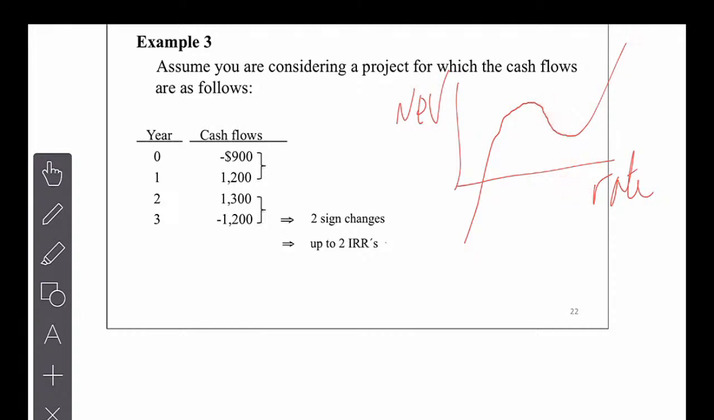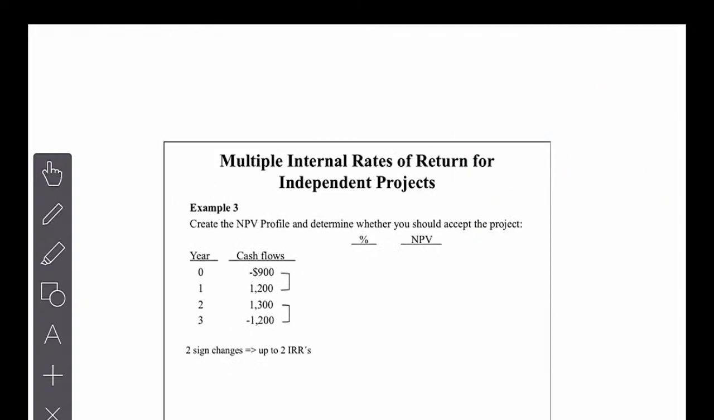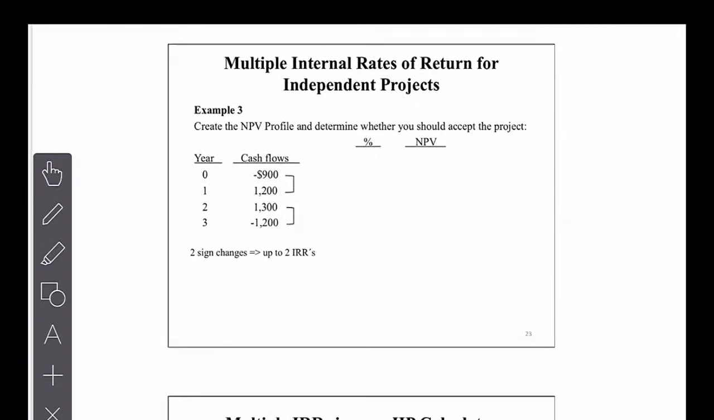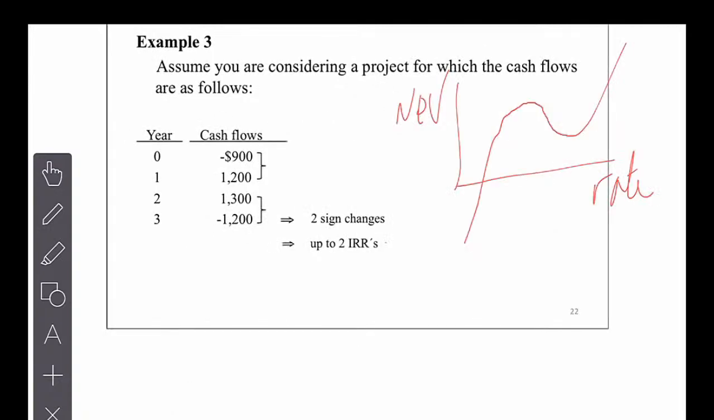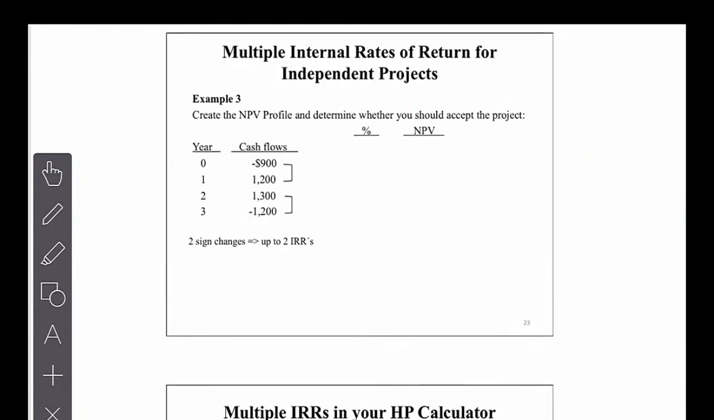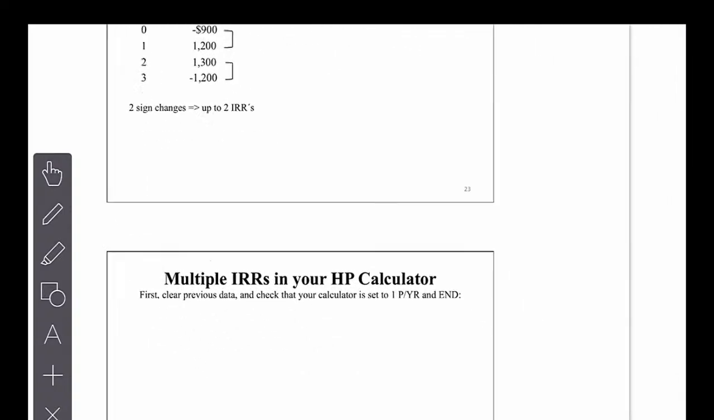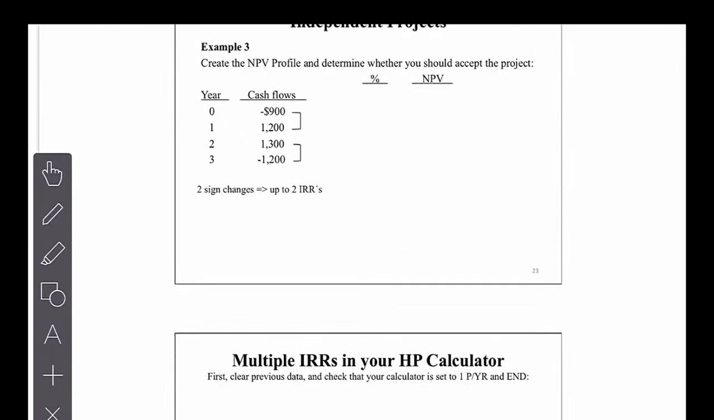So let's do that. Make the NPV profile. So I leave it blank for you here. So you generate the NPV profile with those cash flows. 900, 1200, 1300, and negative 1200. Okay. So do that. And see if you can find the 2 IRRs.